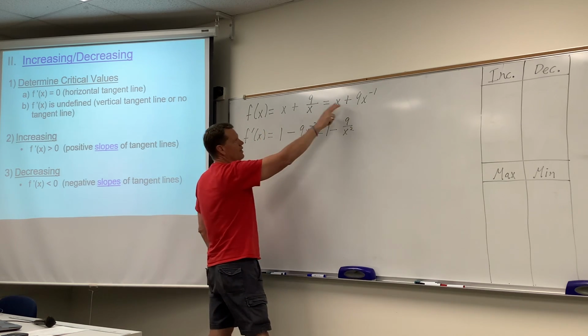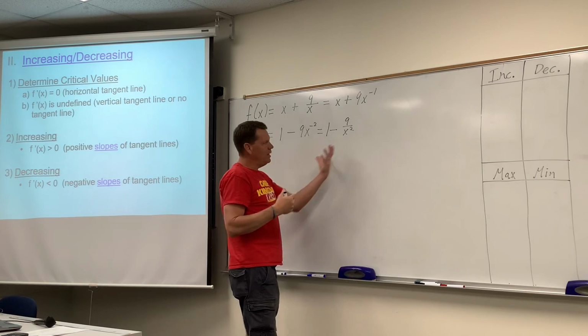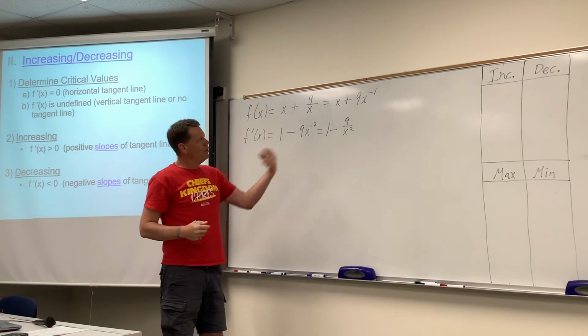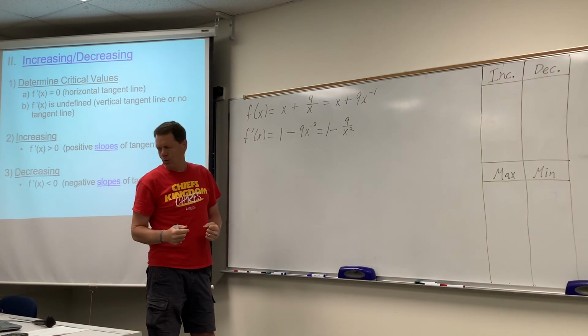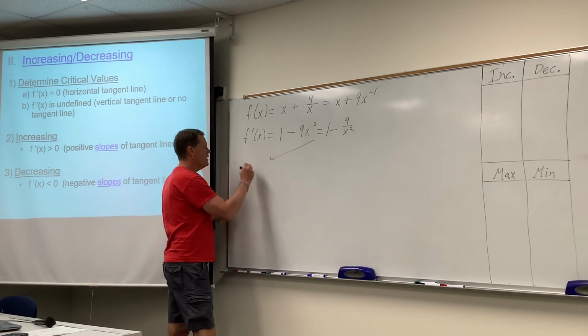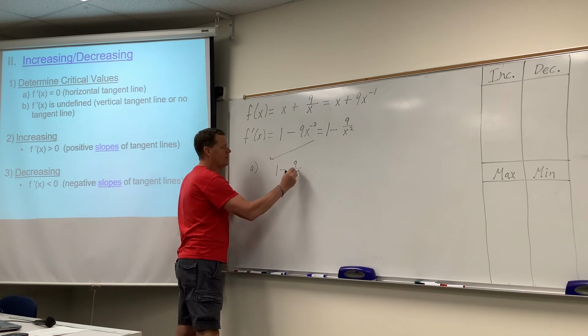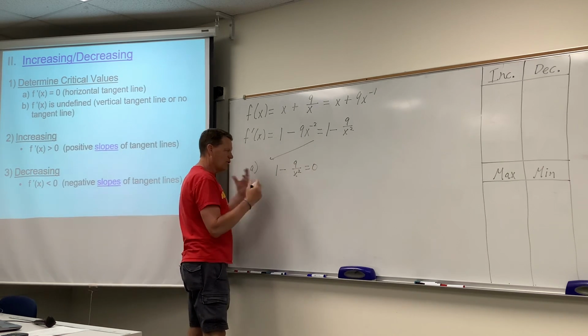So again, we use those negative exponents to make the derivative easier, and then in this case it would make sense to me to rewrite it back. So there's our derivative, 1 minus 9 over x squared. And as mentioned earlier, there's two types of critical values we need to investigate. The first would be to set that derivative in its entirety equal to 0 and solve.